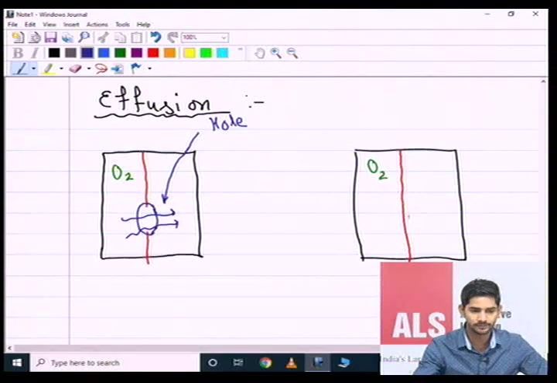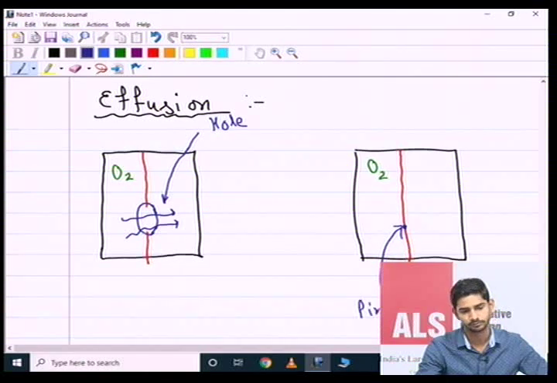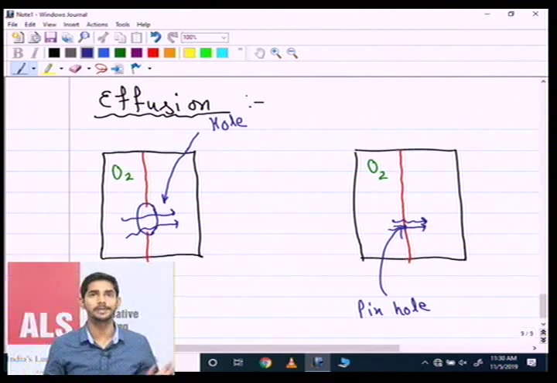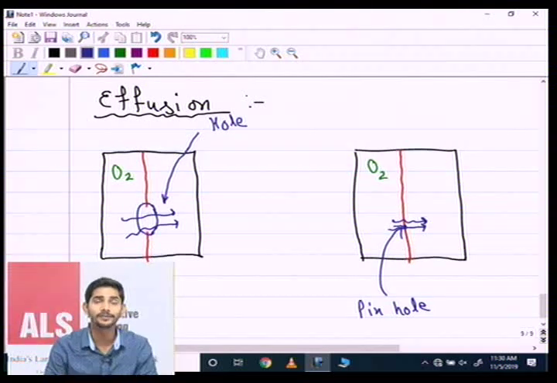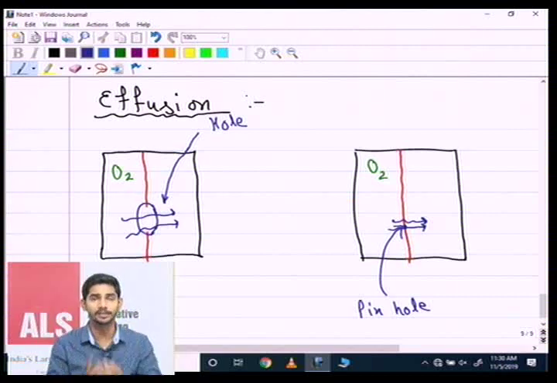Now, what I have said, I made a pinhole. This is what? Pinhole. Obviously, through this pinhole as well, the gas will diffuse. In both the cases, diffusion is taking place. In both the cases, movement of particles is taking place.